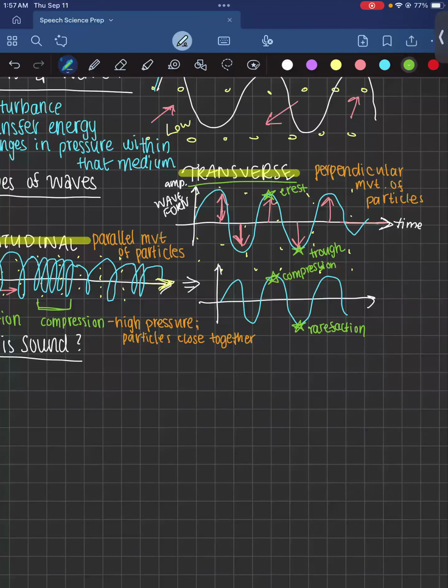And just remember that with transverse waves, the particles move perpendicular to the way that the wave is traveling, whereas with longitudinal waves, the particles are moving parallel to the way that the wave is traveling. But they can both be drawn by using waveforms.